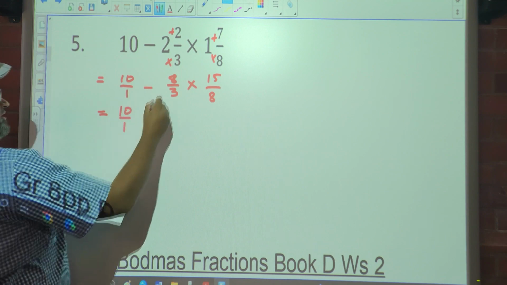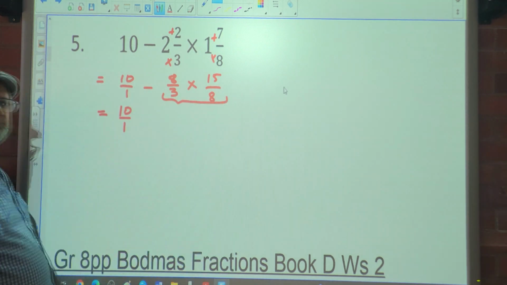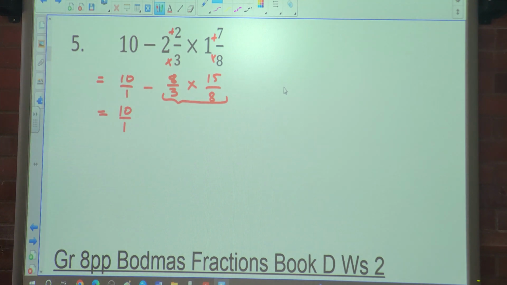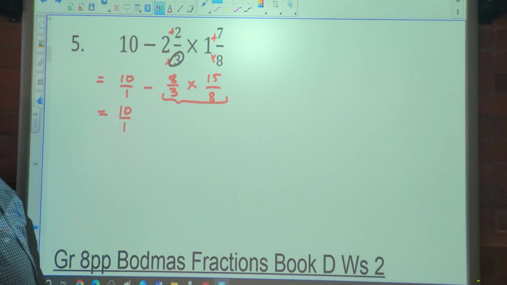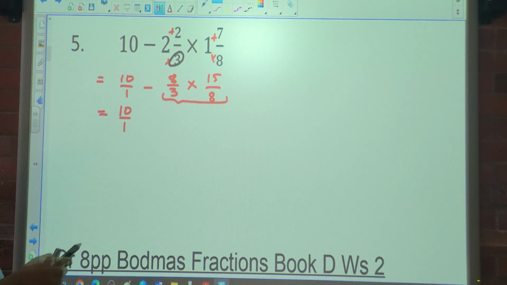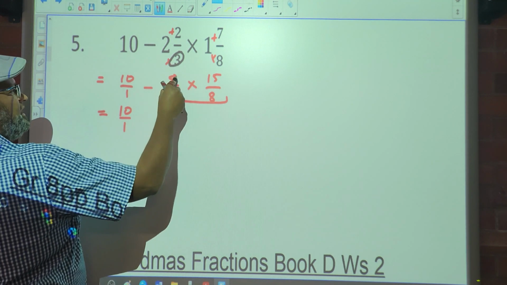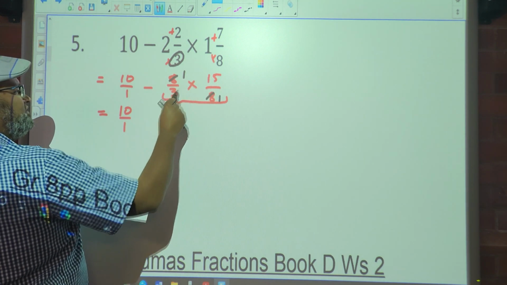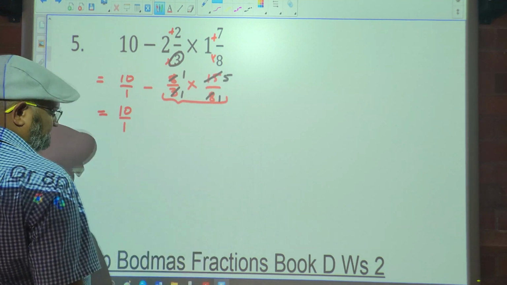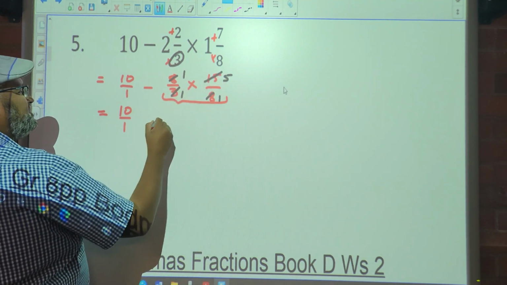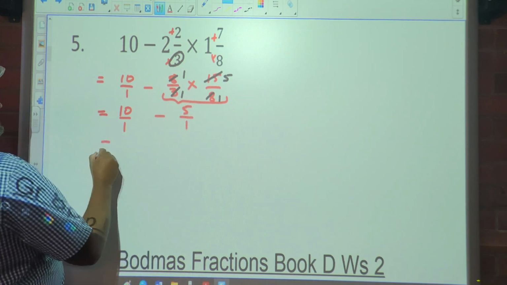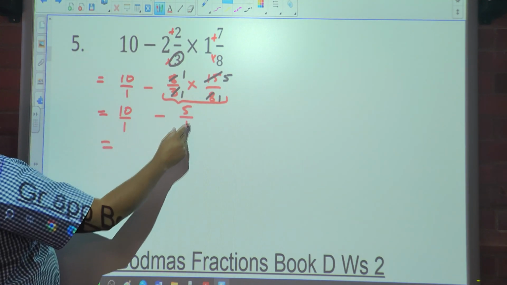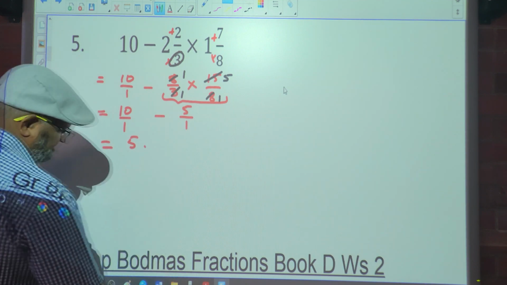This is again 10 over 1, multiplication first. Yes? Sorry? 8 over 6. How do you get 8 over 6? Check here, what do you have there? Check. Okay, so is there anything you can cancel here? 8 goes into 8 once, 8 goes into 8 once. 3 goes into 3 once, 3 goes into 15 five times. 1 multiplied by 5 is 5. 1 multiplied by 1 is 1. So 10 over 1 is the same as 10, minus 5, which is 5.